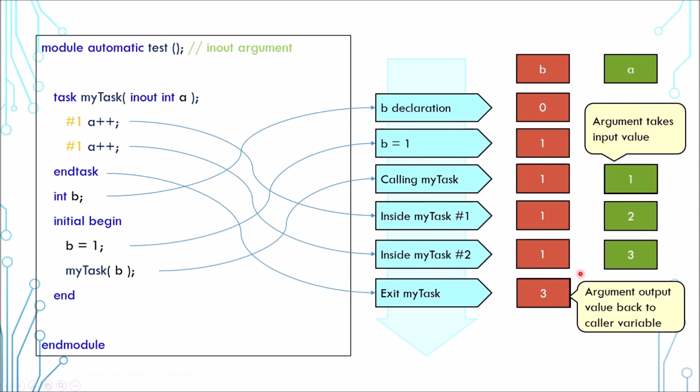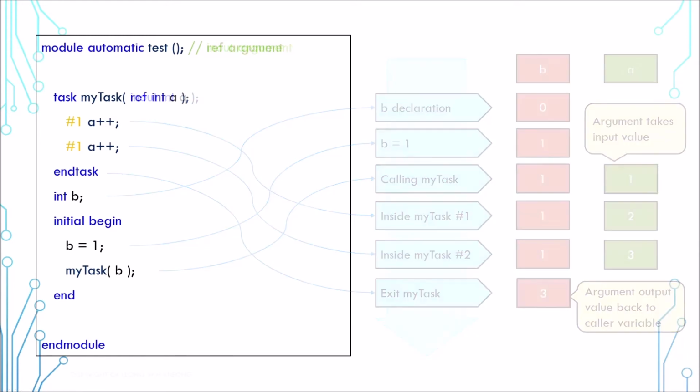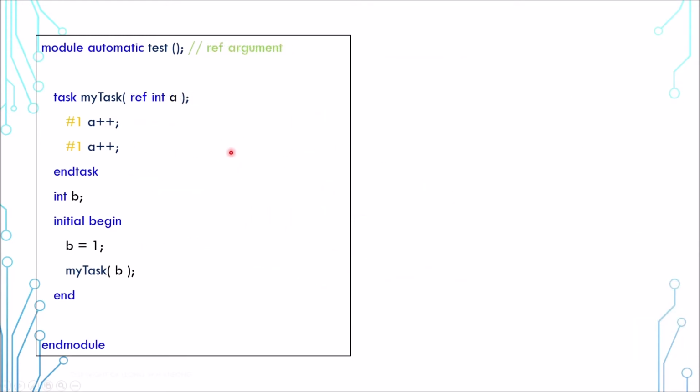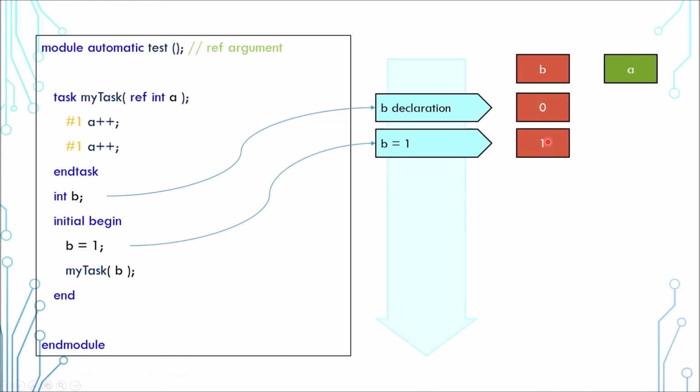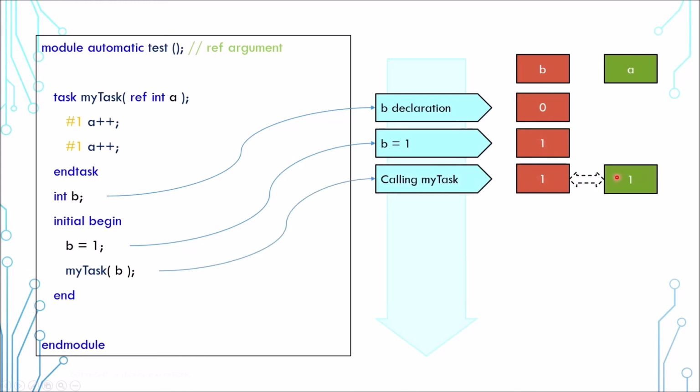The only thing to notice is that the intermediate value of A, 2 at this point, is not known to the caller variable B. The previous three examples are passing argument by value. Now let's take a look at passing argument by reference. The keyword is ref. If we go down the code step by step, B is created and defaulted to 0, B is assigned to 1, the task is called and B is passed as a reference argument.